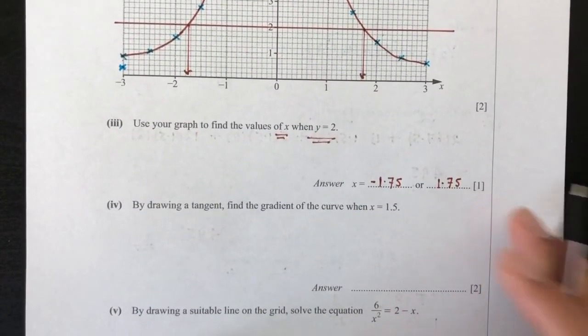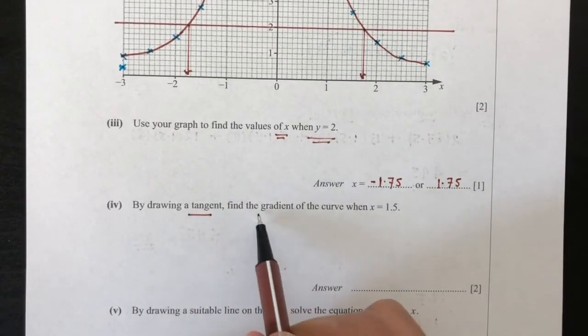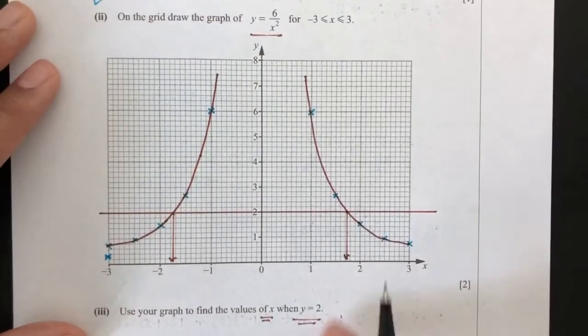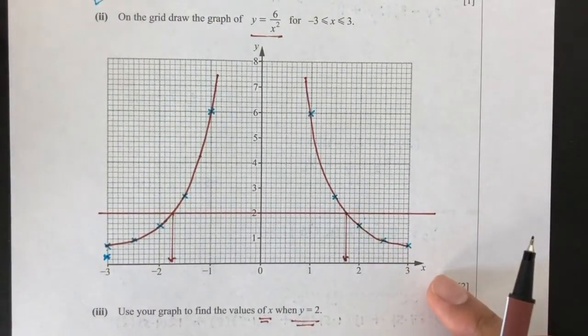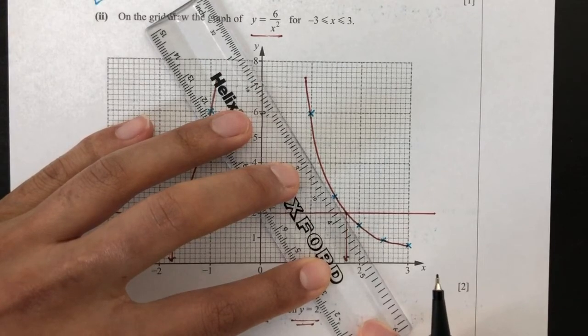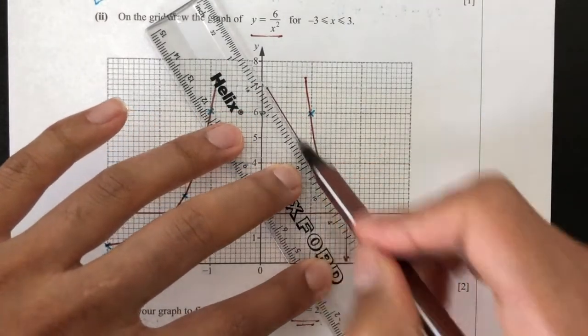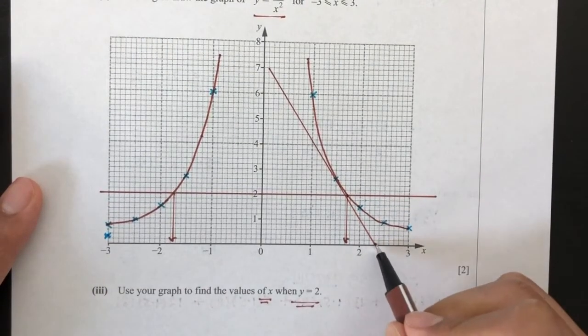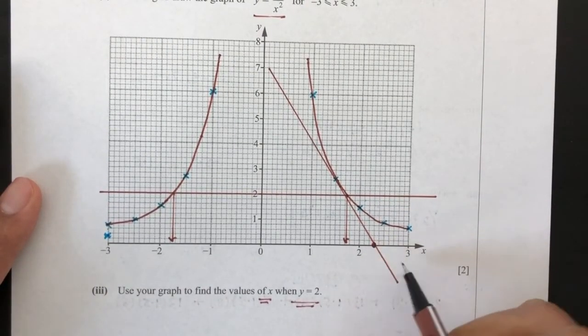Now for part 4, by drawing a tangent, find the gradient of the curve when x equals 1.5. 1.5 will be about here. So let's draw a tangent to the curve at this point. It should be about here. We find 2 points, 1 point on this side. Let's choose this point. That will be 2.30.